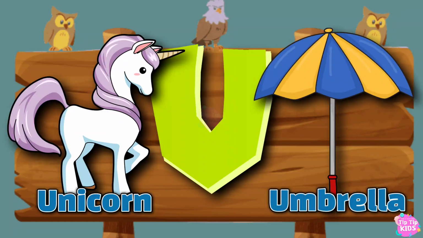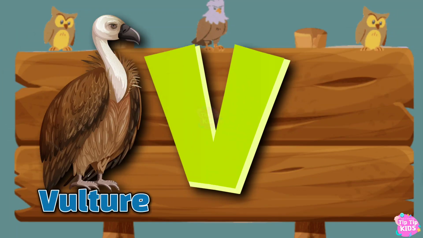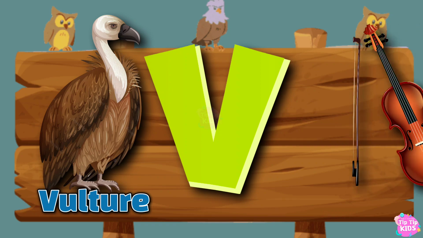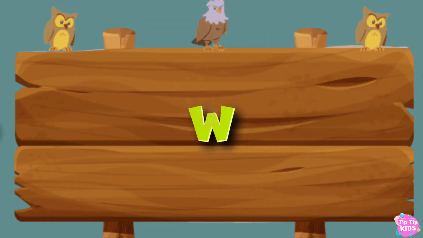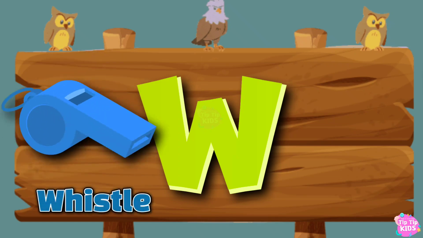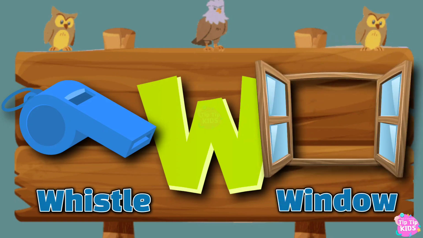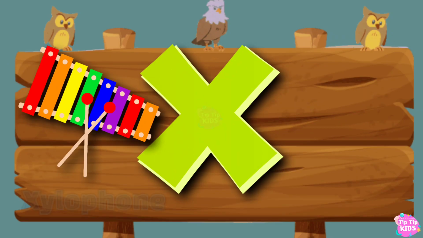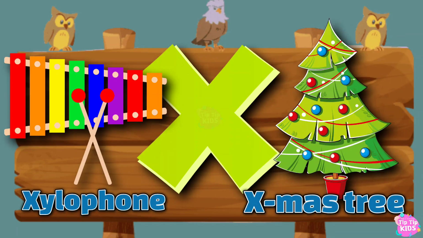U for umbrella. V for vulture. V for violin. W for whistle. W for window. X for xylophone. X for Xmas tree.